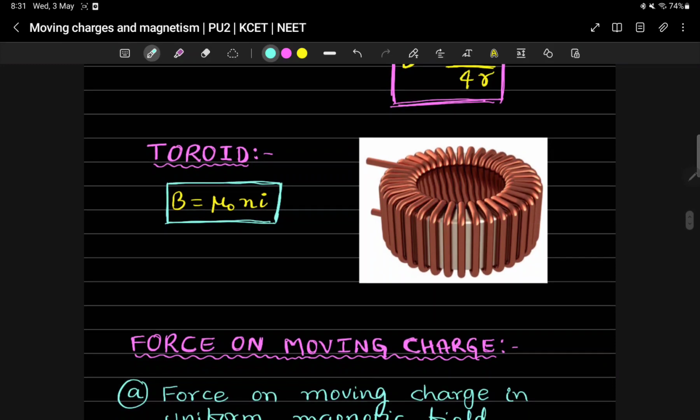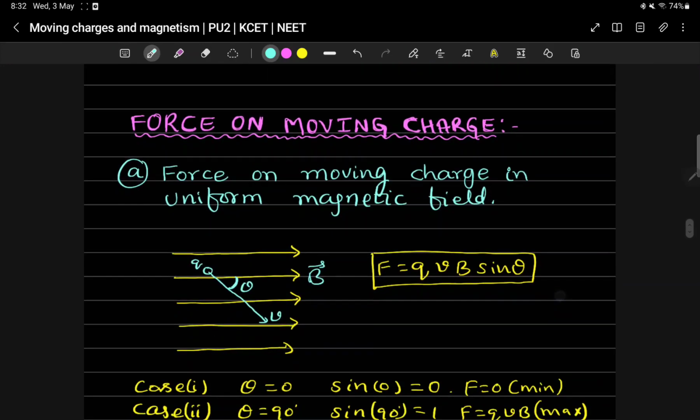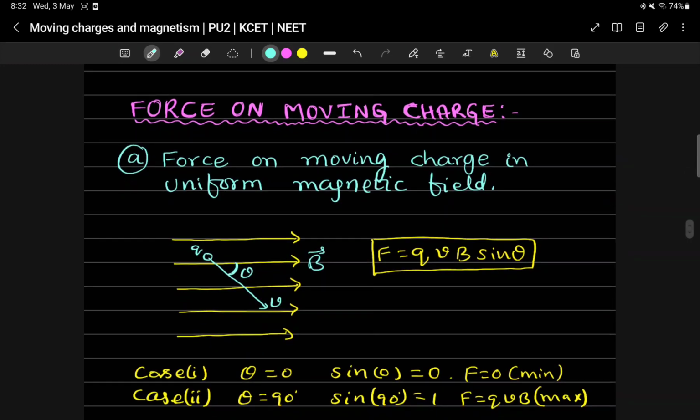Next, toroid. See, the magnetic field inside the toroid is μ0 N I. This is also very important. Then this concept that I am going to give now is very important.